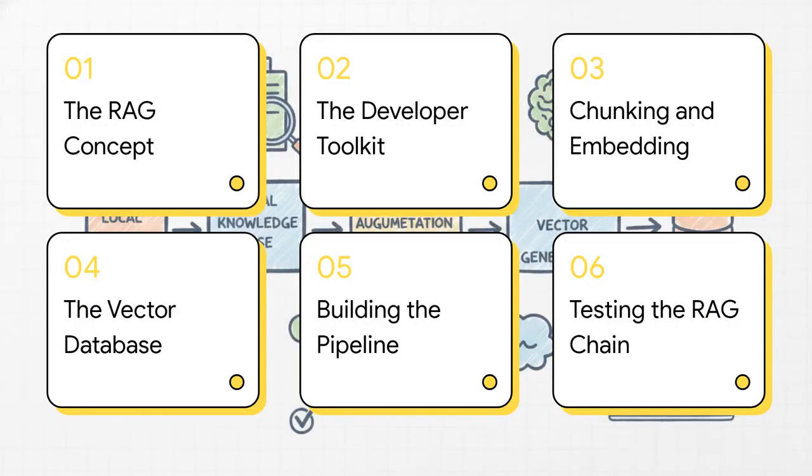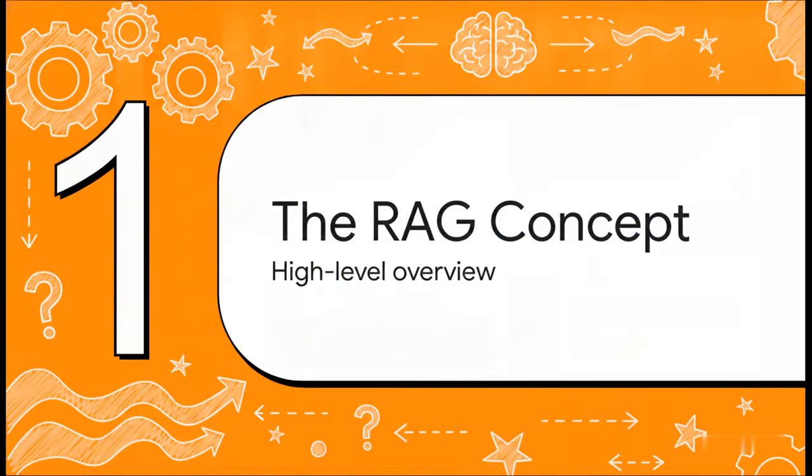Okay, here's our quick roadmap for today. We're covering the RAG concept, the developer toolkit, chunking and embedding, the vector database, building the LLM pipeline, and finally, testing the RAG chain.